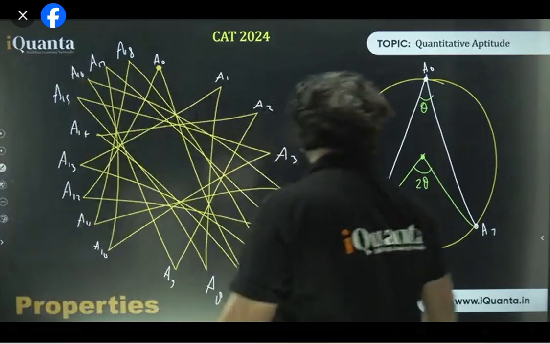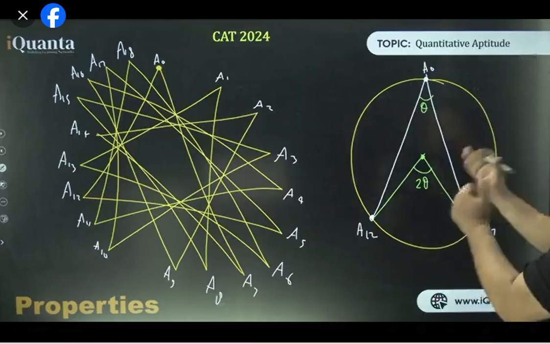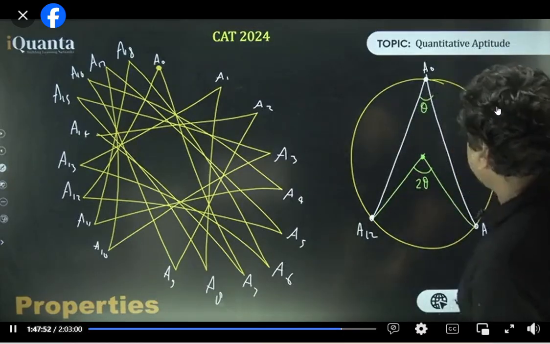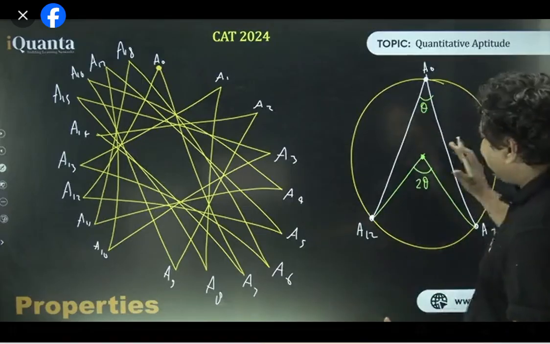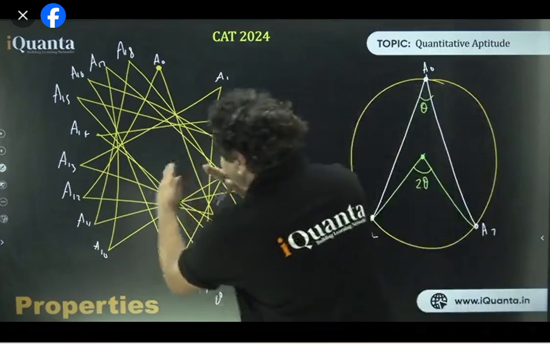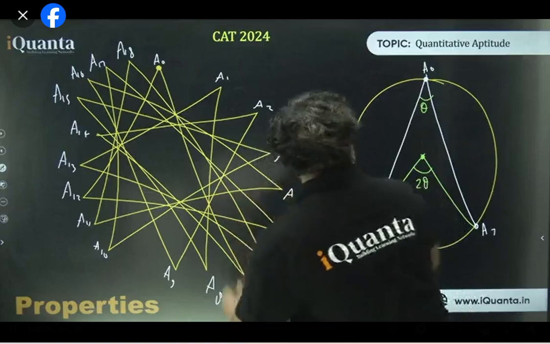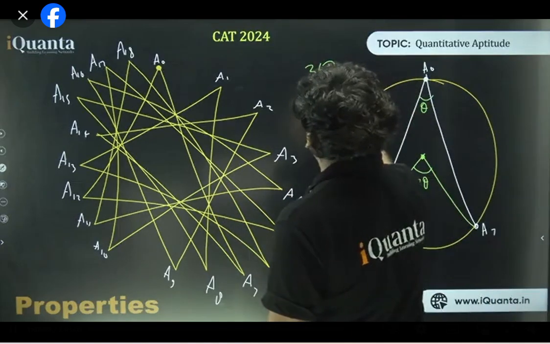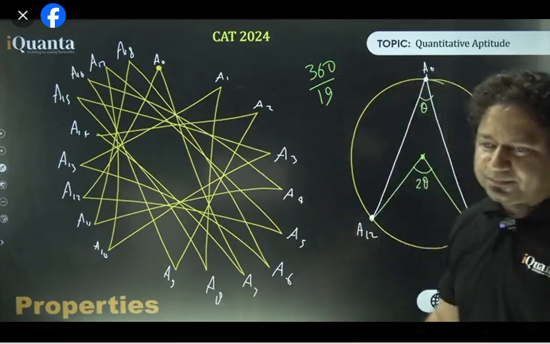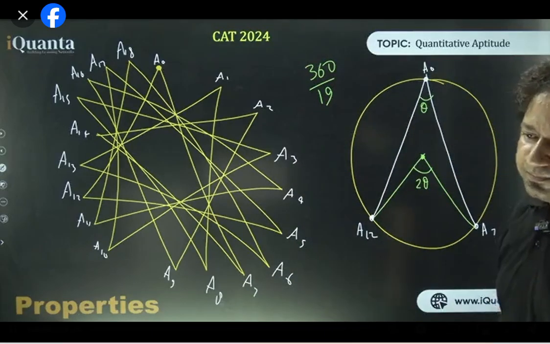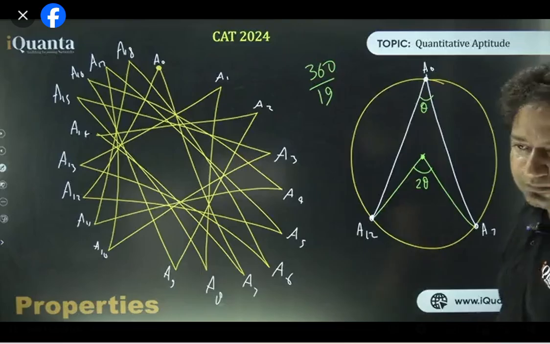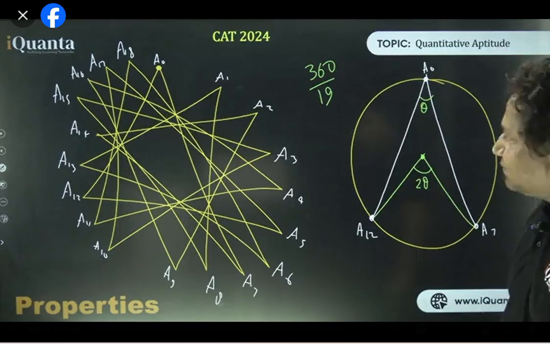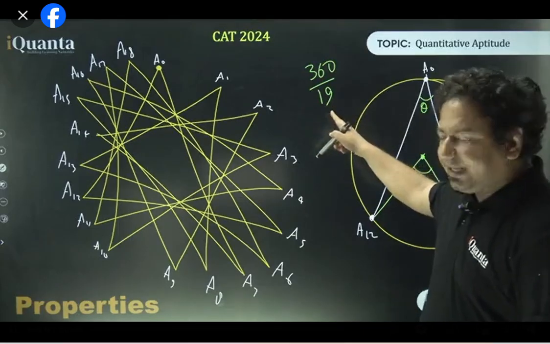Now my life becomes very simple. What will be the value of 2 theta? As I told you, this will be equispaced. That means at the center, all these adjacent vertices would make an angle of 360 degrees by 19. Can I say that? Can I say 360 by 19?